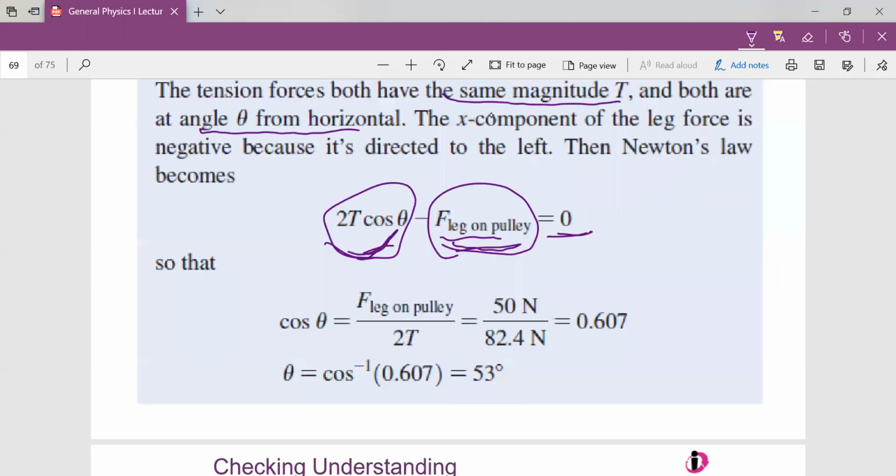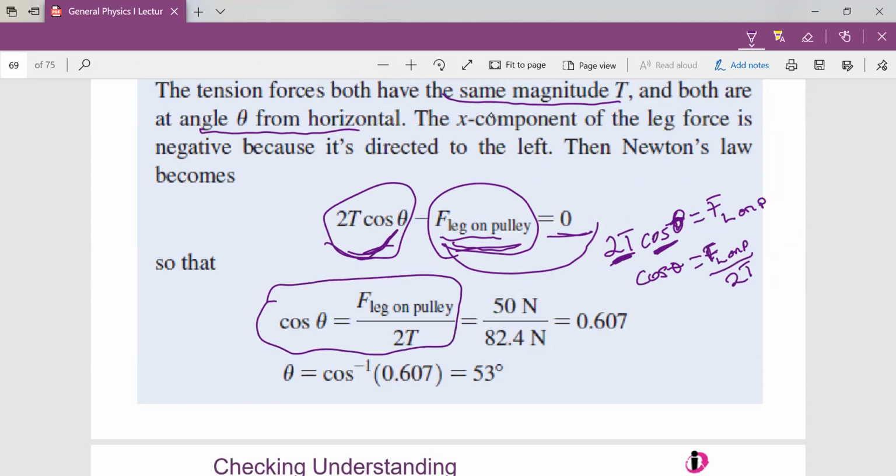So move this one to the side. You will have 2T cos theta equal to F of the leg on the pulley. All right. The question asks us to look for at what angle. So we're going to divide both sides by this. So we'll have cos theta being equal to F of the leg on the pulley, the force of the leg on the pulley, over 2T, which is what we have here.